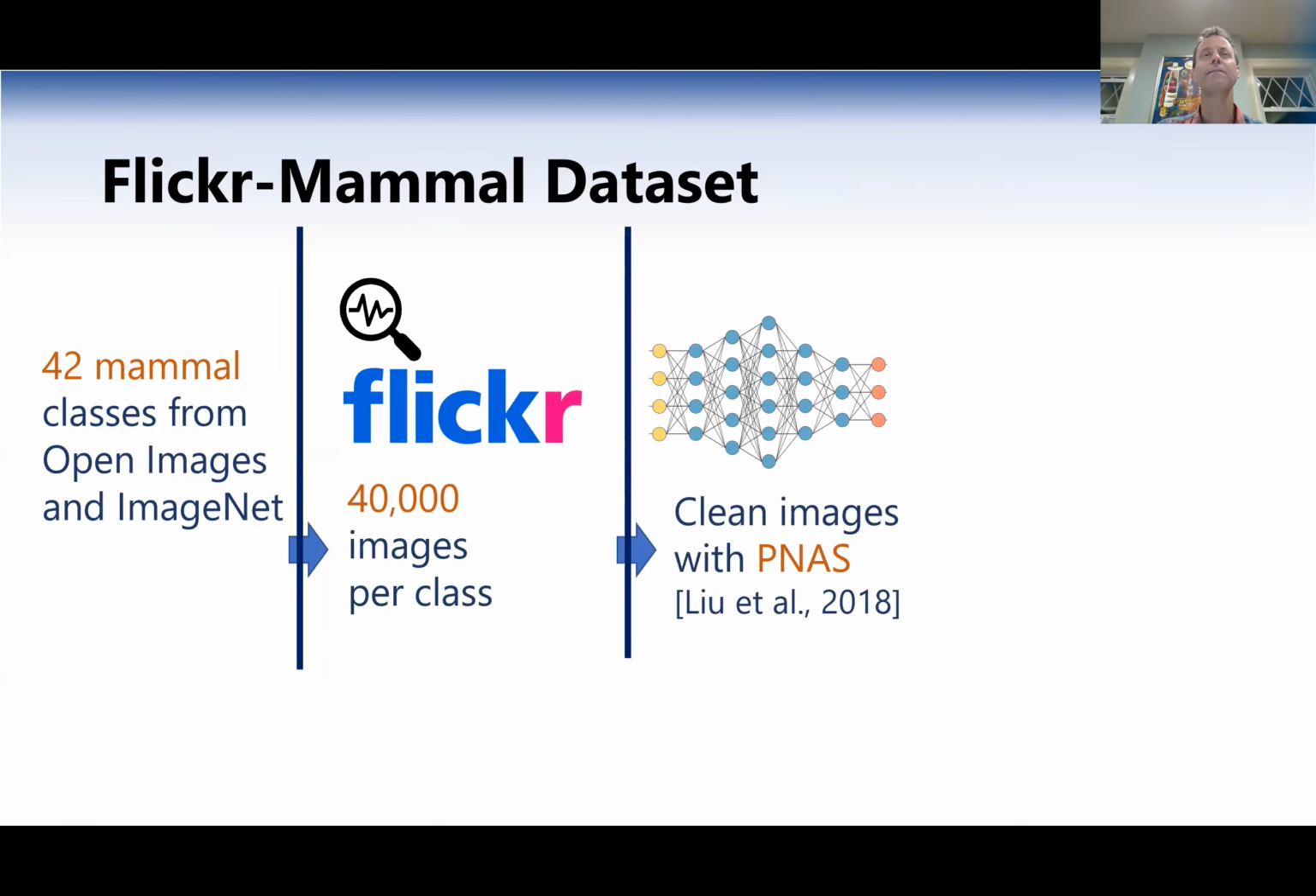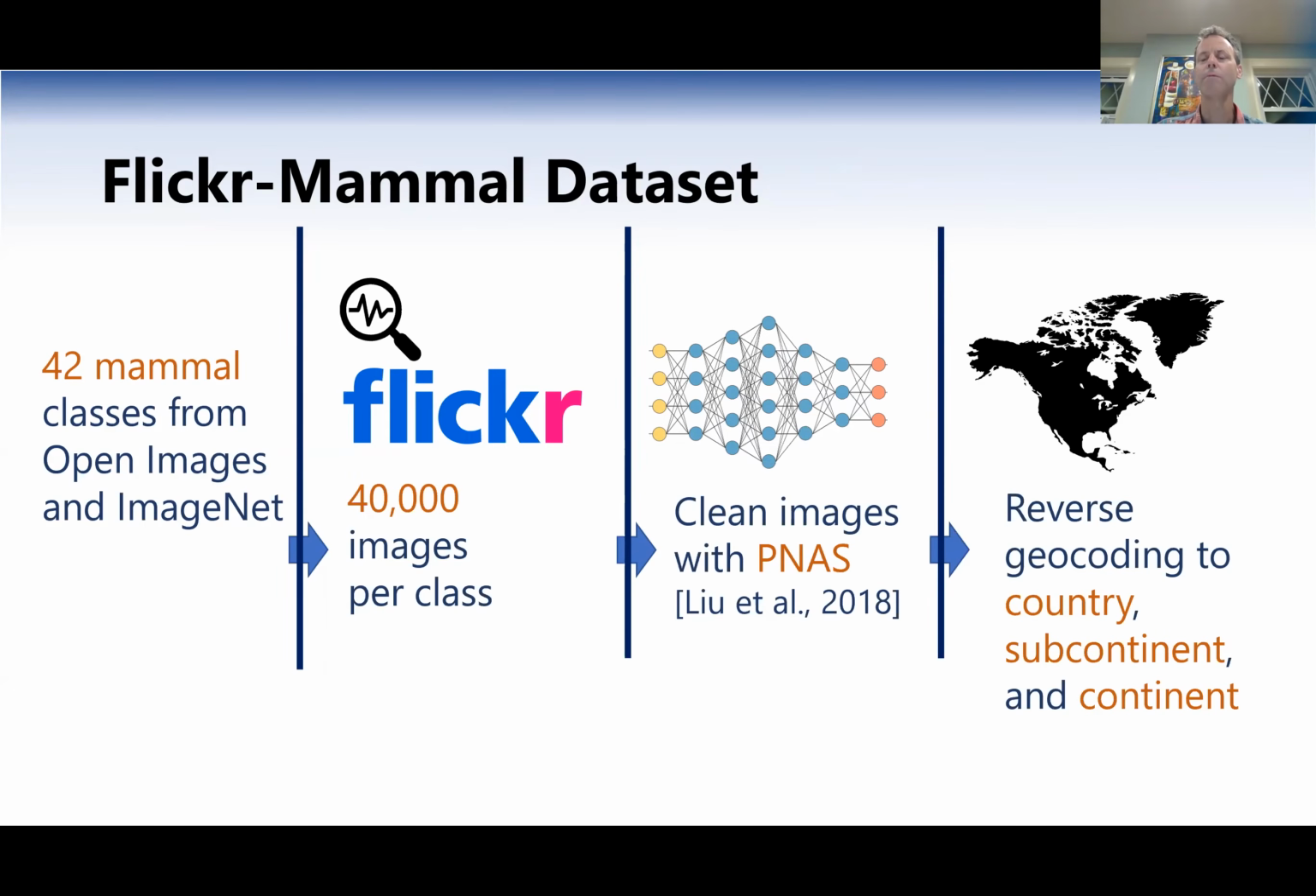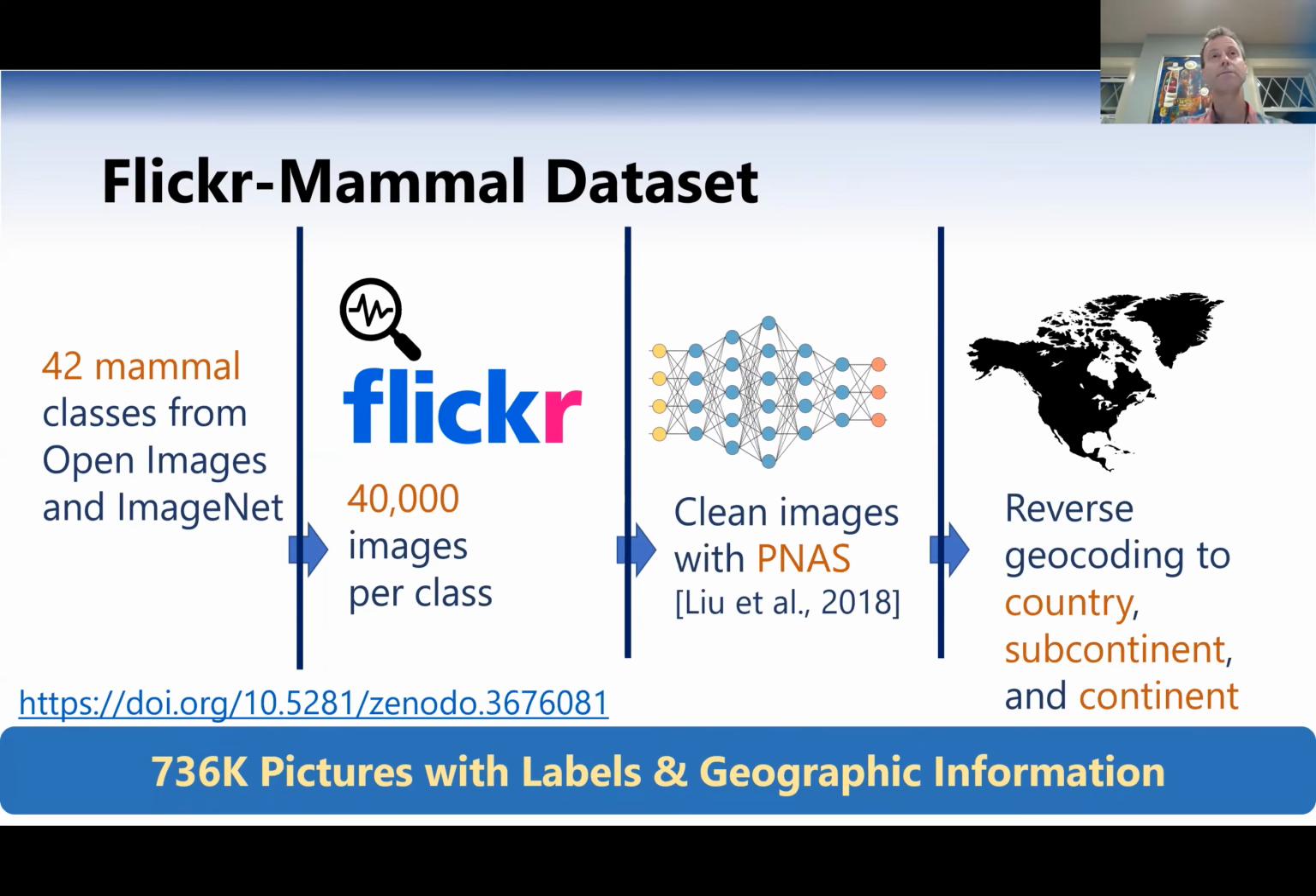Finally, to remove noise in our data set, for instance, to make sure that a jaguar is the animal and not a car, we run it through a neural network. And then we also do reverse geocoding to tag each image with its country, subcontinent, and continent. The end result is a very nice data set, we believe, that has over 730,000 pictures with both the labels and geographic information. And that data set can be found at the URL shown here on the screen.